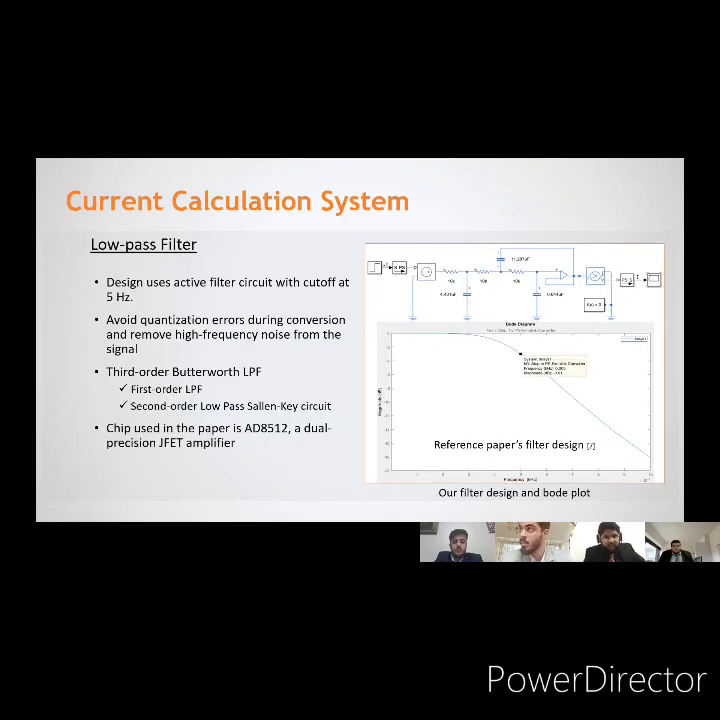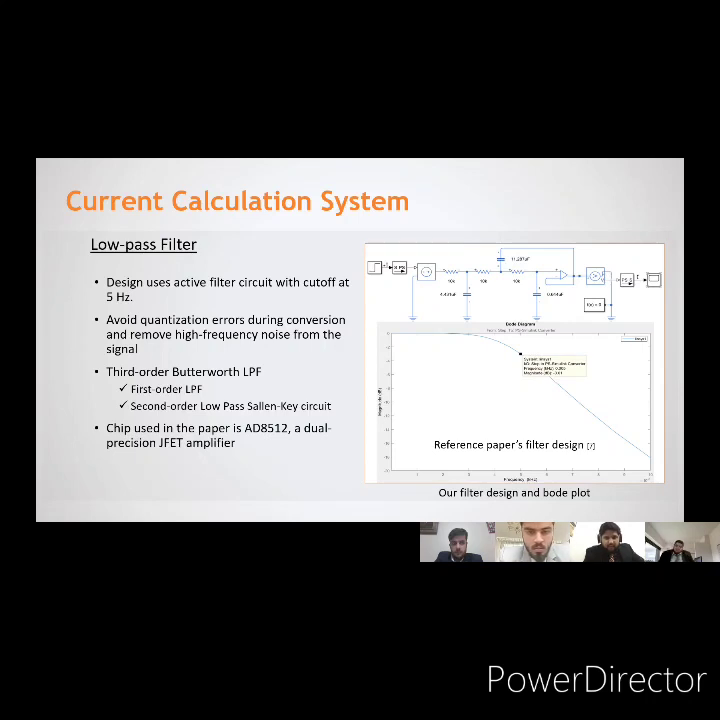The design proposed by the paper uses an active filter circuit with a cutoff at 5 Hz. This is to make sure that there are no quantization errors during the conversion at the ADC, and it also removes high frequency components and noise. They are using a third order Butterworth low pass filter with an AD8512 chip, a precision JFET amplifier.